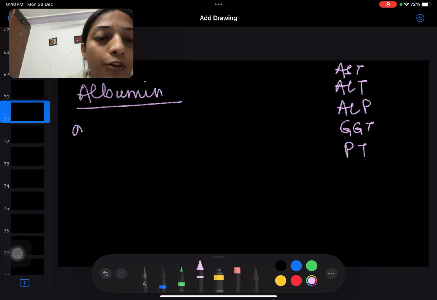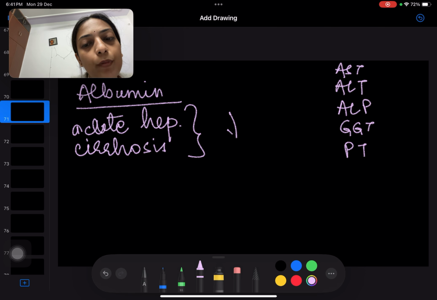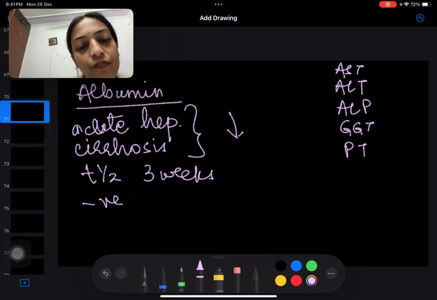So if there is acute hepatitis, if there is cirrhosis, then albumin levels are going to be low. What is the half-life of albumin? Half-life of albumin is around 3 weeks. Okay, it is a negative phase reactant, right?